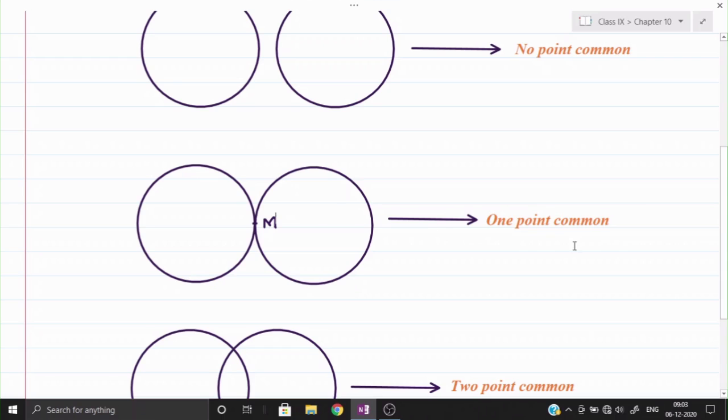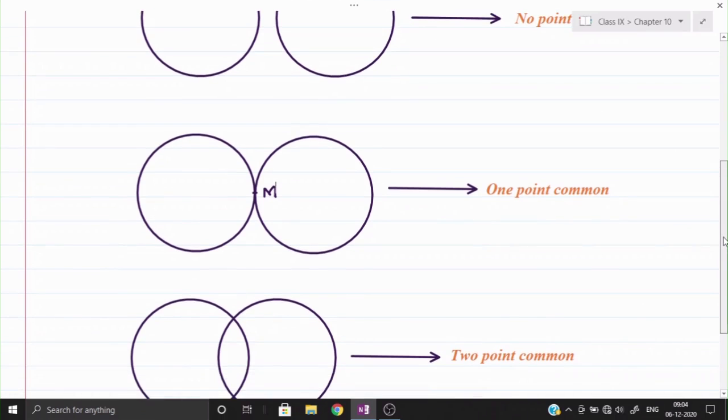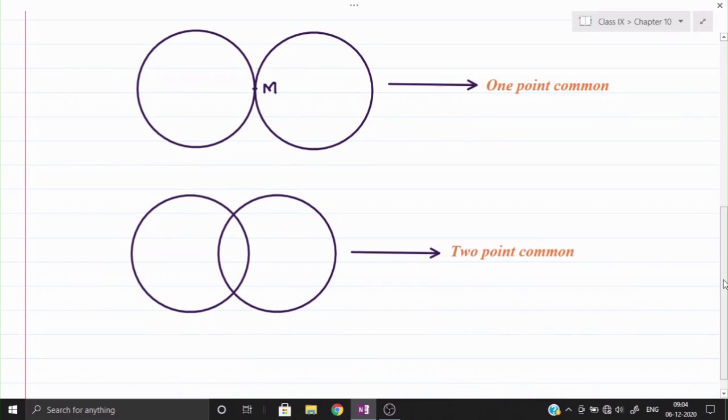And if I go to the next and last case, if they are intersecting each other, then in that case the circles will have 2 points common. One is A and the second one is B. Now you can try to draw the two pair of circles and find out the number of points common. You can find only out of these three: either no point common where they are not intersecting, or they may have only 1 point common if they are touching each other, or they may have 2 points common, meaning they will be intersecting at 2 points.